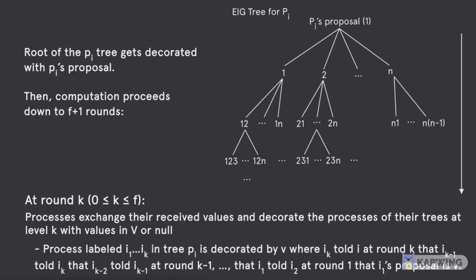Initially, each process decorates its tree root with its proposal. The algorithm runs in f+1 rounds. In each of these rounds, process Pi exchanges the values it has received with all other processes, and they decorate the tree nodes with the value they have received. If the value is not well formed, it uses the decoration null. Otherwise, it decorates the tree node i1 to ik with V such that ik told i at round k that ik-1 told ik that ik-2 told ik-1, and so on until i1 told i2 that its proposed value is V.